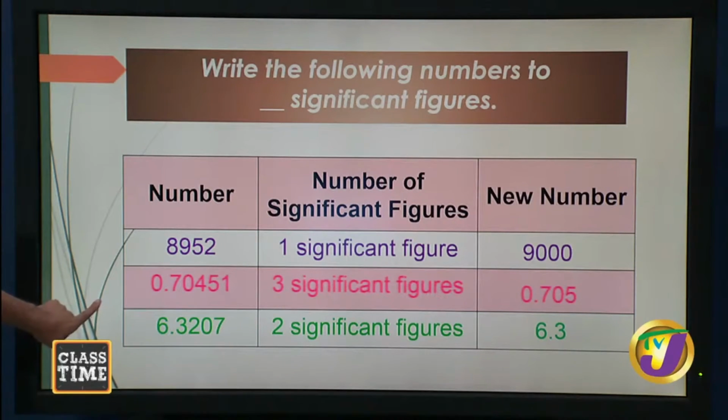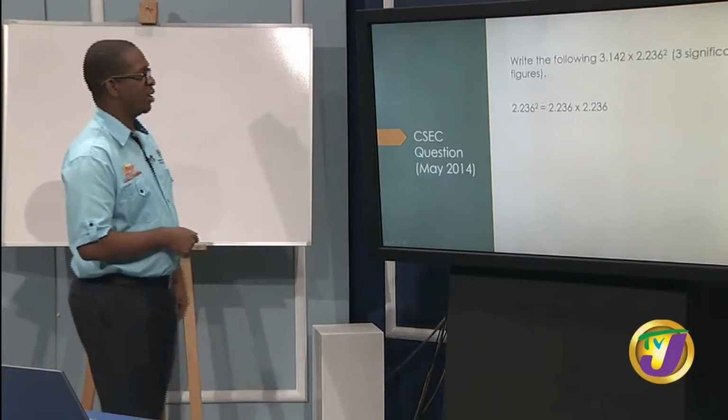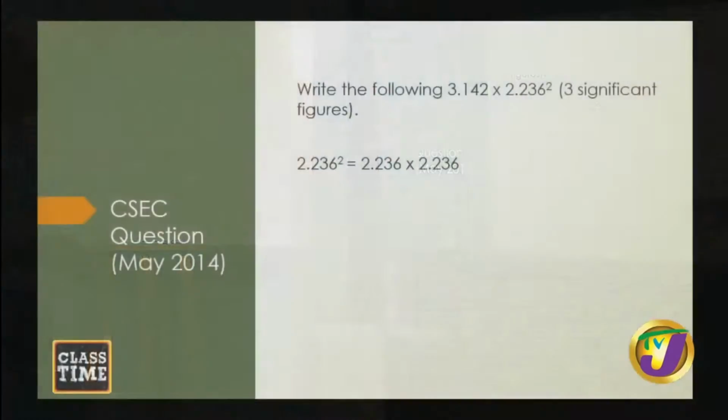All right, good. So let's look at a CSEC question. Let's see what's happening here. We are to write the following: 3.142 times 2.236 squared, and we're giving the answer to 3 significant figures.